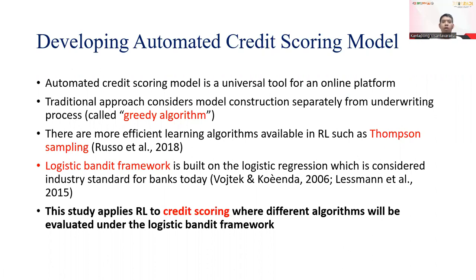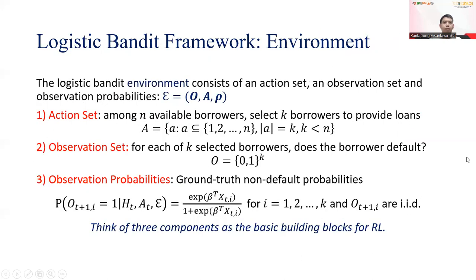So this work is based on the Logistic Bandit framework, which is built on logistic regression, and this is considered the industry standard for the banks today. This study will apply reinforcement learning to credit scoring, where different algorithms will be evaluated under the logistic Bandit framework. The different algorithms will be explained in the next slides.